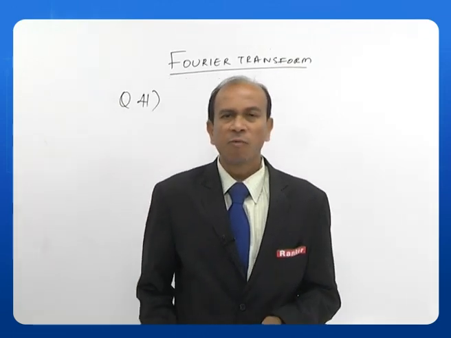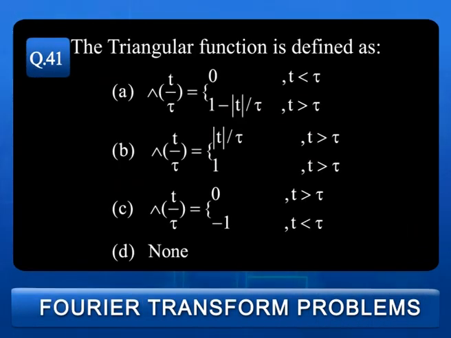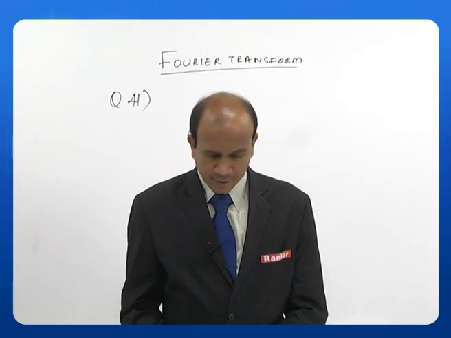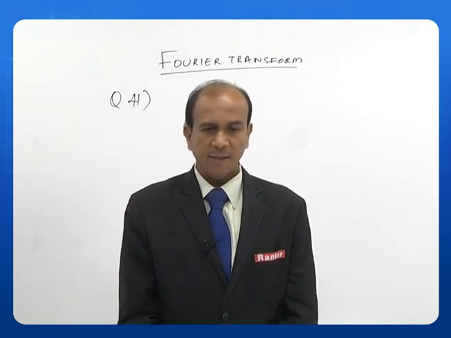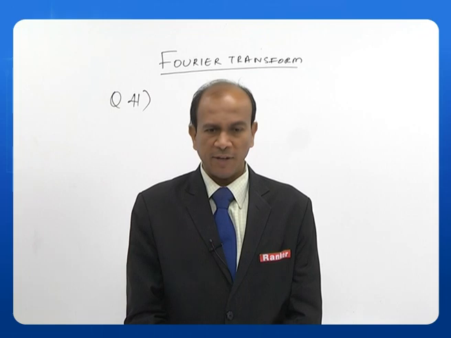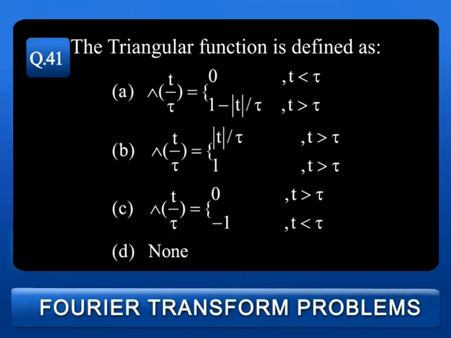Next question, question number 41. Triangular function of t by tau is equal to 0 for t less than tau. The first option, 1 minus mod t by tau for t less than tau, that is, mod t by tau must be read as for the value t less than tau. B, triangular function of t by tau is equal to mod t by tau for t greater than tau. Third choice C, triangle of t by tau is equal to 0 for t greater than tau and minus 1 for t less than tau. The answer is A, that is, the triangular function of t by tau is 0 for t less than tau and 1 minus mod t by tau for t greater than tau. So that is the answer A.